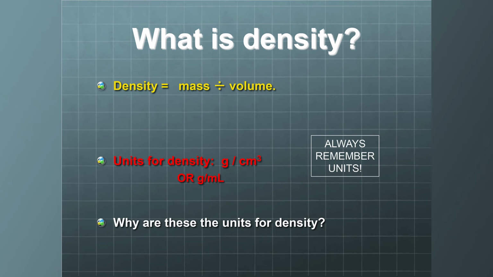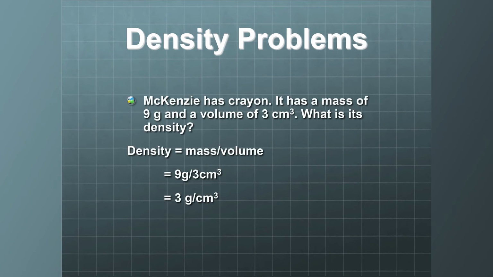Please remember, use a calculator on these. You're welcome to bring your own, or you're welcome to use the one on the computers, but you do not have to do this in your head. So we have the first problem. Mackenzie has a crayon. We know its mass is 9 grams and its volume is 3 centimeters cubed, and we want to know its density.